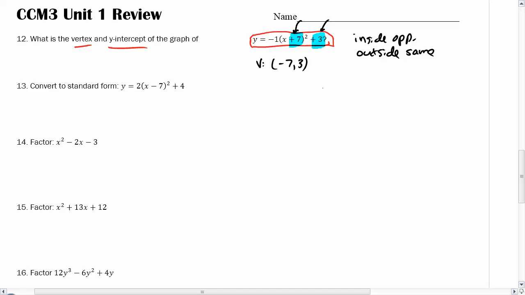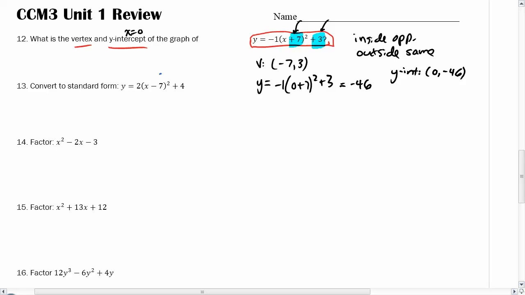Now, the y-intercept is when x is 0. It's also the location where it crosses the y-axis. But if you don't want to graph it, and I think it's even easier if you don't graph it, you can just substitute in x equals 0. So y equals -1, 0 plus 7, squared plus 3. Now you can actually just go ahead and plug in, but I think you'll find that gives you a -46. So the y-intercept is the point that's located at 0, -46. And then you're done.